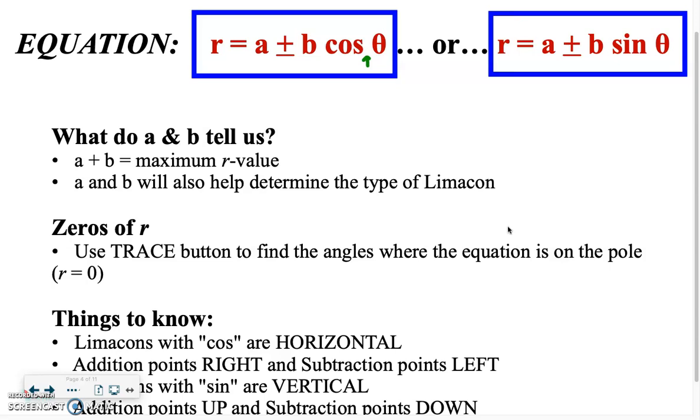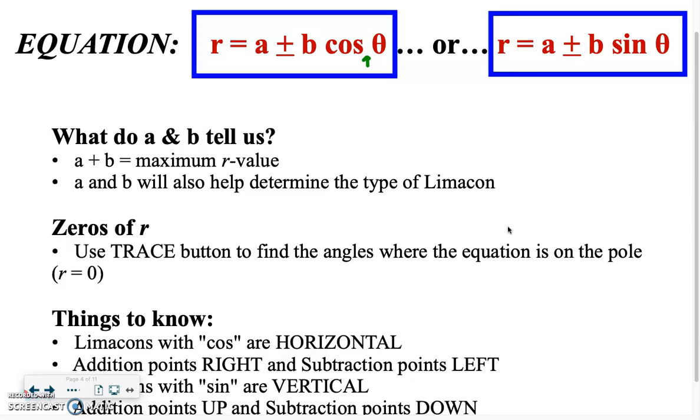situation arise, because we're controlling this in a way such that we're only going to actually graph limacons. So why would we throw something in there just like, surprise, this isn't a real thing? So no, we're not going to have to worry about that. It's all going to be about the A and the B values. So what do A and B tell us?